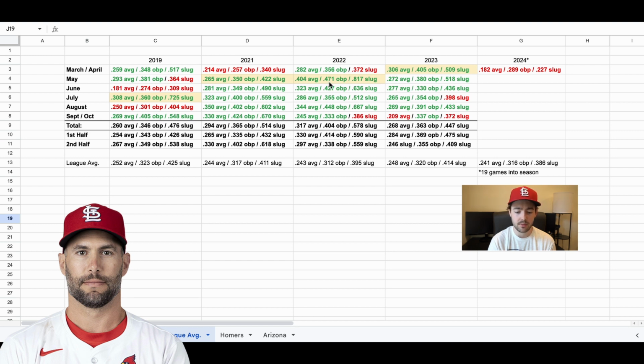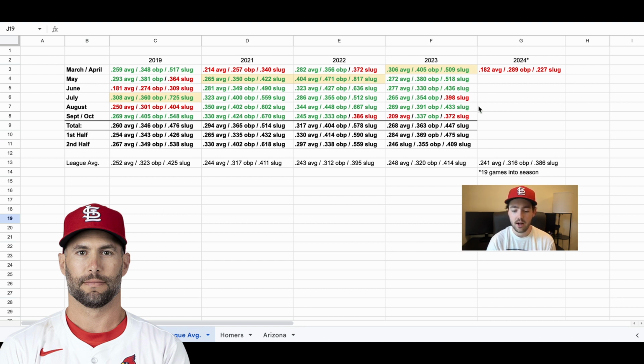So his month of May, even June, his slug was super high, average was really high, on base. He cooled off a little bit by the end of the season. As you can see, in September and October, he had a .245 average, which is just barely above league average. .333 on base, which is just a couple points above the league average on base. And a .386 slug, which was below the league average slugging percentage that year. But as you can see, he had that MVP wrapped up because of the middle months he put together right here.